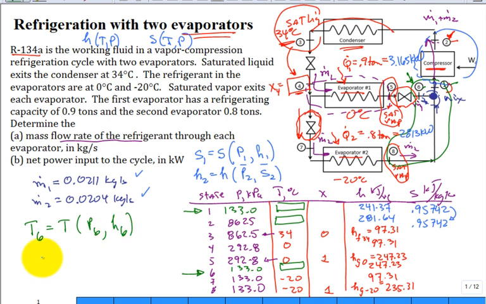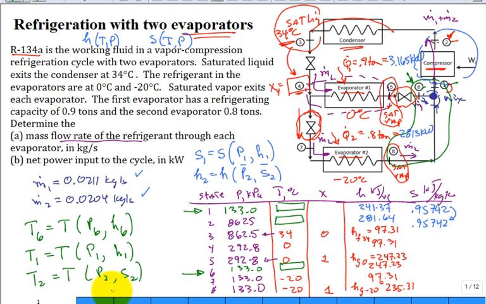And then the temperature at 1 is equal to the temperature as a function of pressure at 1 and the enthalpy at 1. And the temperature at 2 is a function of the pressure at 2 and the entropy at 2.